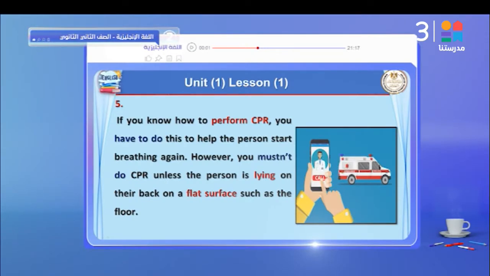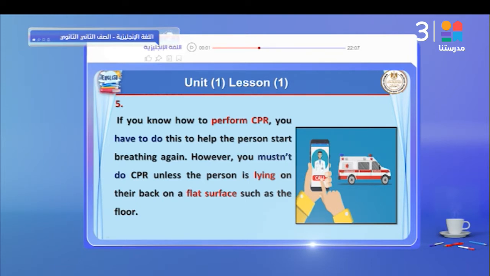You have to do this to help the person start breathing again. You have to, with the infinitive, refers to what? It's necessity, something necessary. You have to do this to help the person start breathing again. You must do this to help the person start breathing again.